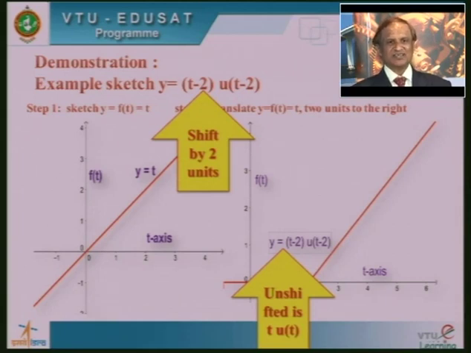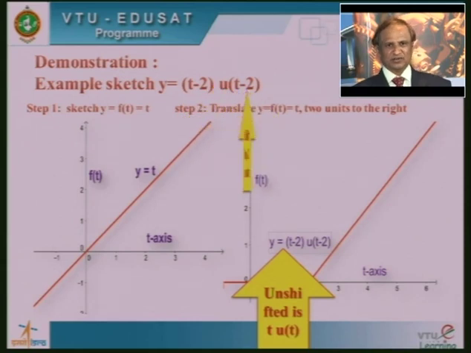Or I can demonstrate, sketch y is equal to t minus 2 into u of t minus 2. Actually, what do you mean by minus 2? Is it clear? Either in t minus 2 or u of t minus 2, I can just say that it is a shift of 2 units to the right hand side. Is it clear? Suppose if I write t minus 2, the curve will shift 2 units to the right hand side on the t axis. Suppose if I write t minus 3, is it clear? So, what do you mean by t minus 3? The curve will shift 3 units to the right hand side. Either it may be t minus 2 or u of t minus 2, t minus 3 or u of t minus 3. According to that, the curve will shift either 2 units or 3 units, whichever we write.